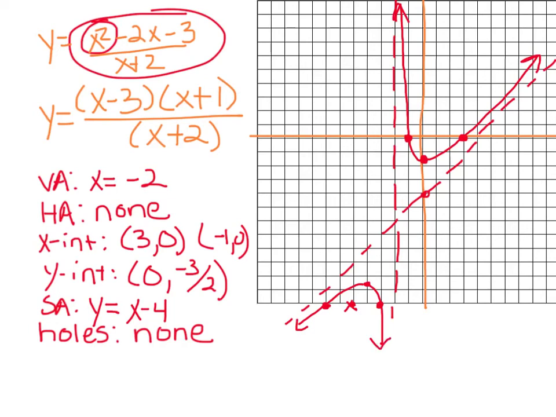Now the domain and the range of this is kind of tough, so I'm not going to make you do it, but domain would be -infinity to -2, -2 to infinity. Range would be -infinity to the top of this hump, and then the bottom of this part to infinity.